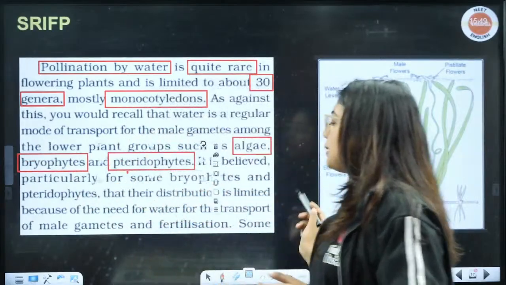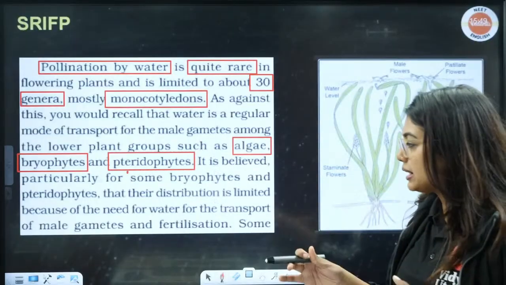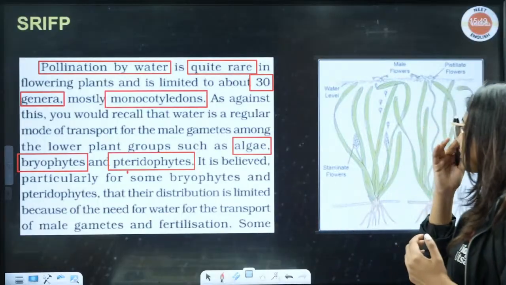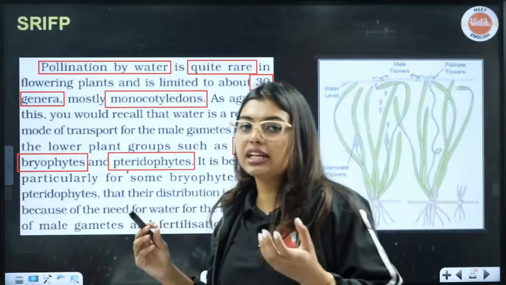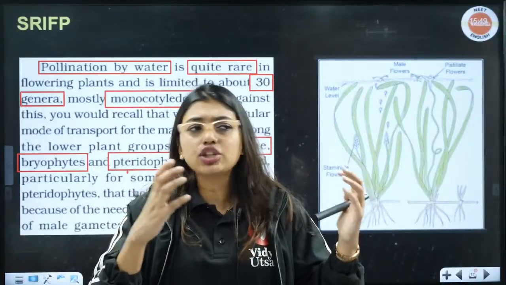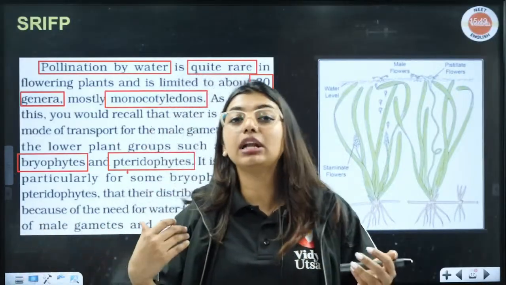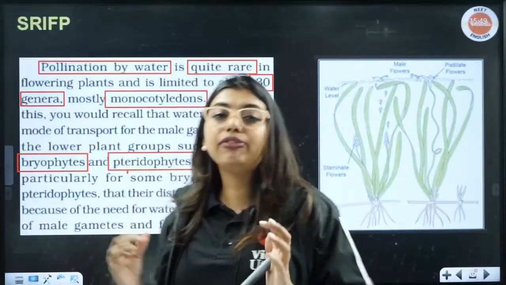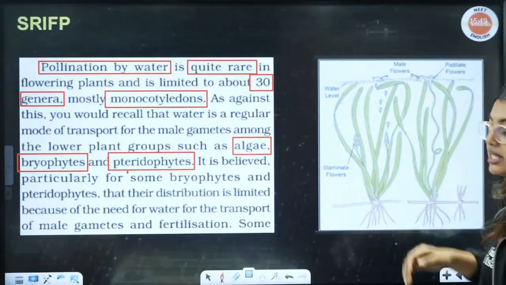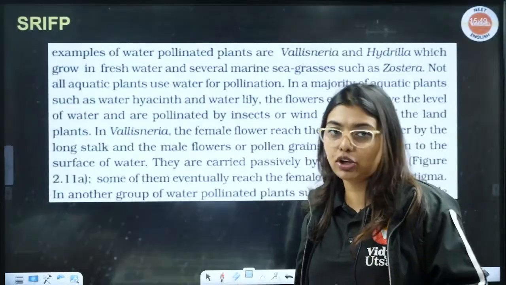Okay. It is believed, particularly for some bryophytes and pteridophytes, that their distribution is limited because of the need for water for the transport. And the main problem here, students, is that if they release the pollen grains in water, there are chances that the water currents will carry them away. So it is not 100% sure that they are going to meet the female flower and fertilization will happen. So what do some flowers do? They rise to the water level, that means they will come above the water level and they will wait for wind or insect pollination to happen.